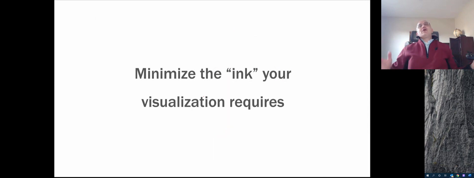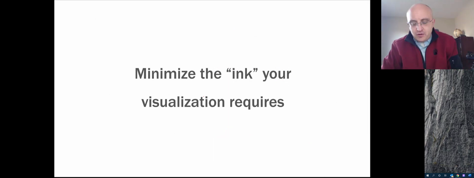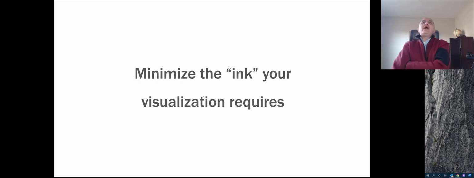So if we were to talk about decluttering in a simple sentence, Edward Tufte says, basically think about you're a cheapskate and you want to save your printer ink. So we want to minimize the ink that's required to print our visualization. So maximize your white space, minimize your ink.